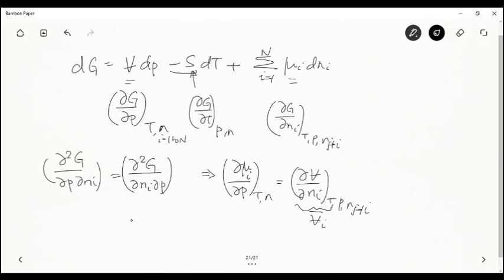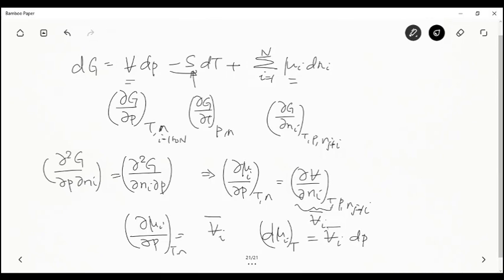So we can actually write del mu_i by del p, at constant T and n, is equal to the partial molar volume V_i. So if I can measure the partial molar volume V_i, it gives me a method to determine mu_i by writing this as d mu_i at constant temperature is equal to V_i dp, right? So this is your expression that you get.